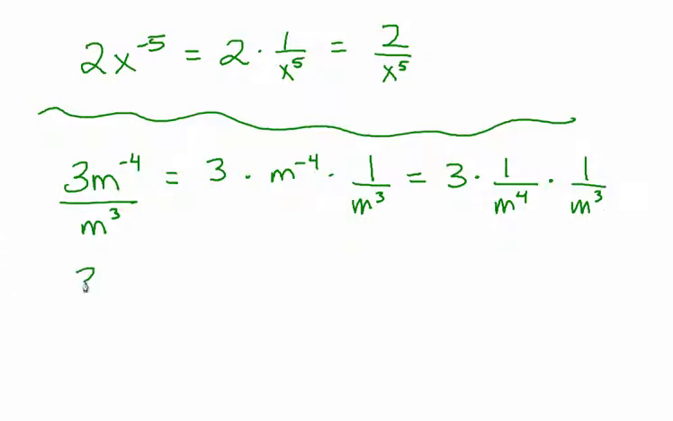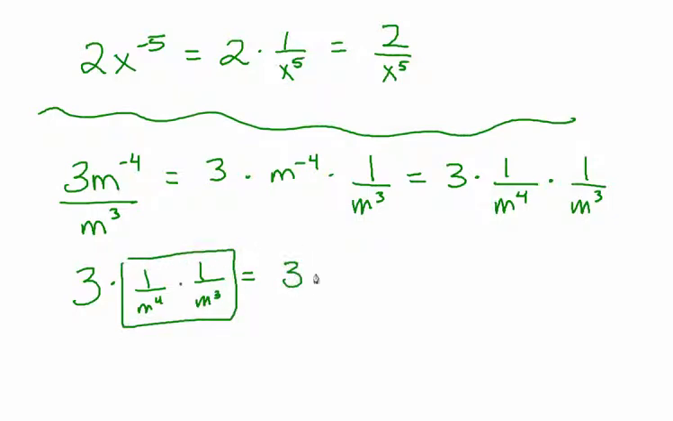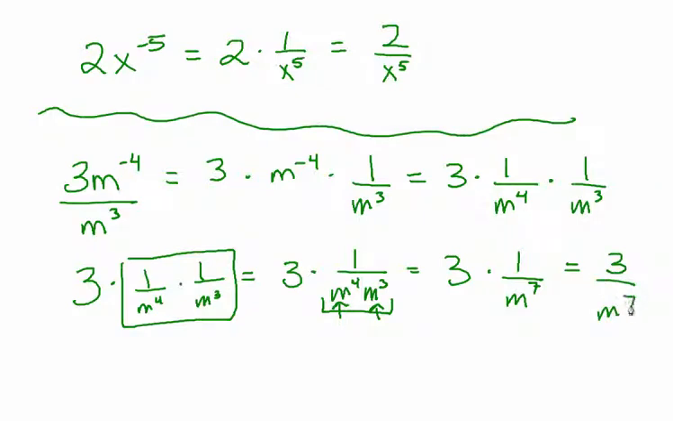Well, now we've got 3 times 1 over m to the 4th times 1 over m cubed. If I multiply together these two fractions here, I'm going to have 3 times 1 over m to the 4th m cubed. How many m's are multiplied together in that denominator? Well, here there's 4 of them multiplied together, and here there's 3 of them multiplied together. So there's a total of 7 of them being multiplied together. And I can simplify this even further by combining those two back together and saying 3 divided by m to the 7th is my final answer.